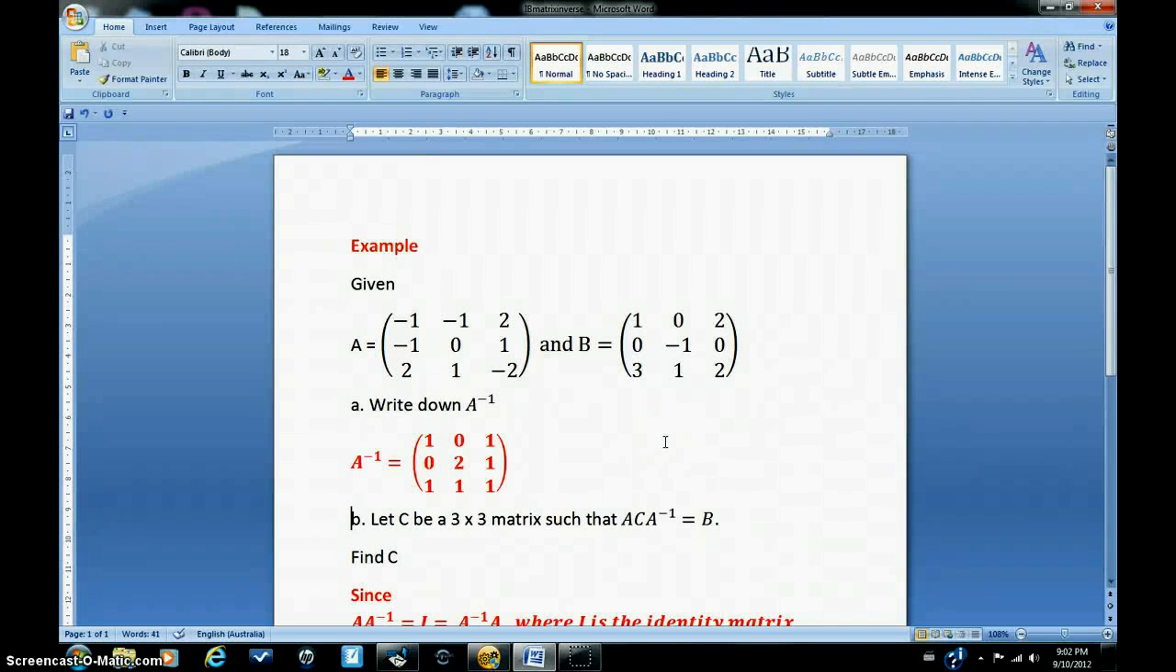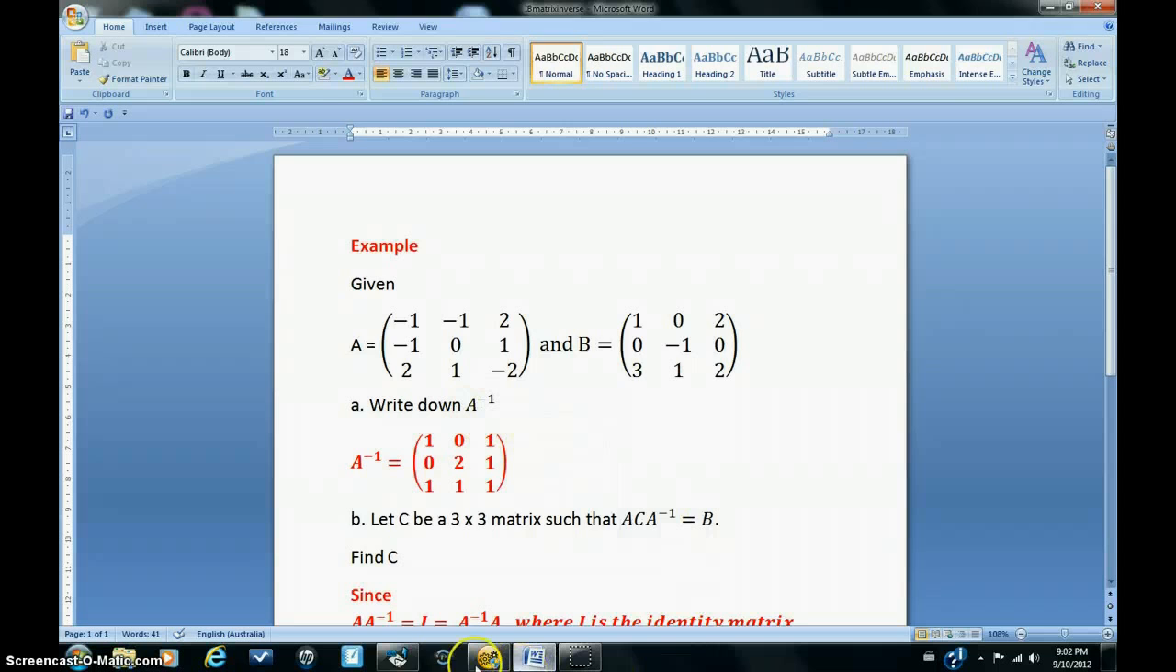I'm Mike James, and in this tutorial I'm going to use the calculator to solve a matrix problem. In this example we're given two matrices A and B, both of which are 3 by 3 matrices. In the first part we need to write down the inverse of matrix A. We're expected to do this using the calculator.